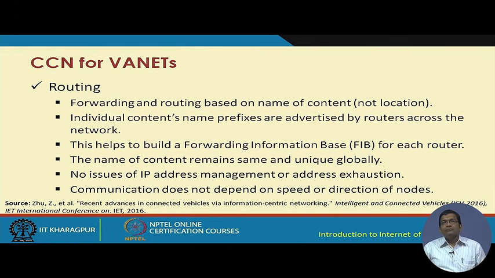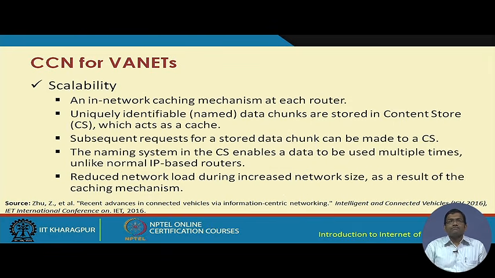So, the main thing to be remembered is that, in the same way as we have routing tables in TCP/IP based routing, here we also have a very similar thing. We have the forwarding information base at each of these routers, but here the routing is done not on the basis of the location of the content, but on the basis of the name of the content. That name has to be unique. This is very important. If the name is not unique, then this kind of routing cannot be done. So, in content centric routing, the name also has to be unique in the network.